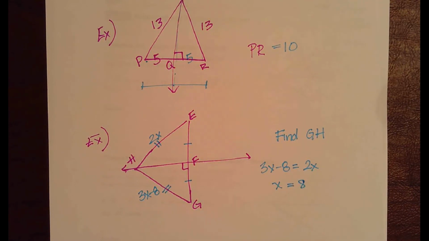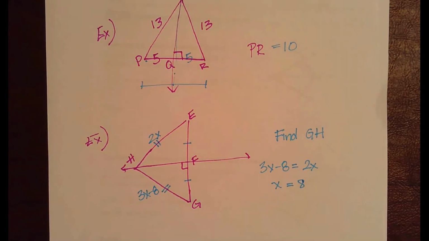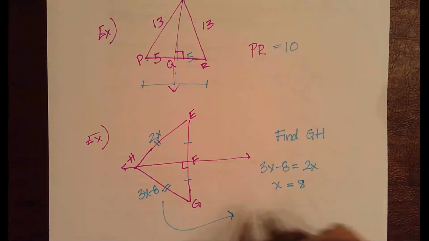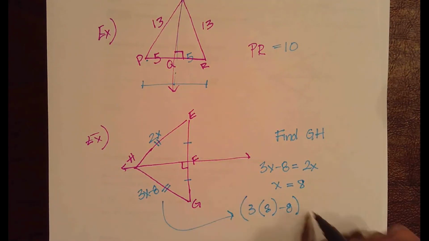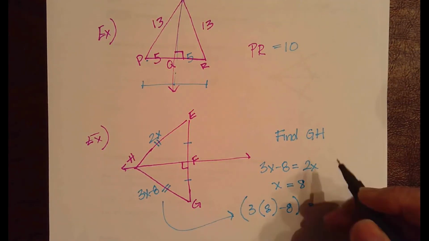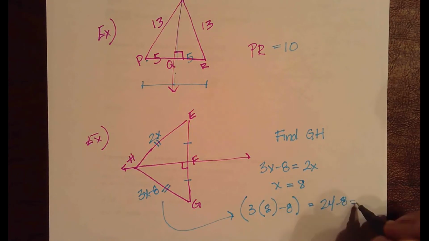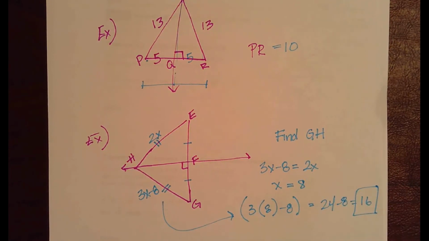All right, be careful that you're not actually stopping here, because it did ask us to find the distance from G to H. So now we need to go back here and plug in 3 times 8 minus 8. So that would be 24 minus 8, which is 16. So the distance from G to H would indeed be 16.